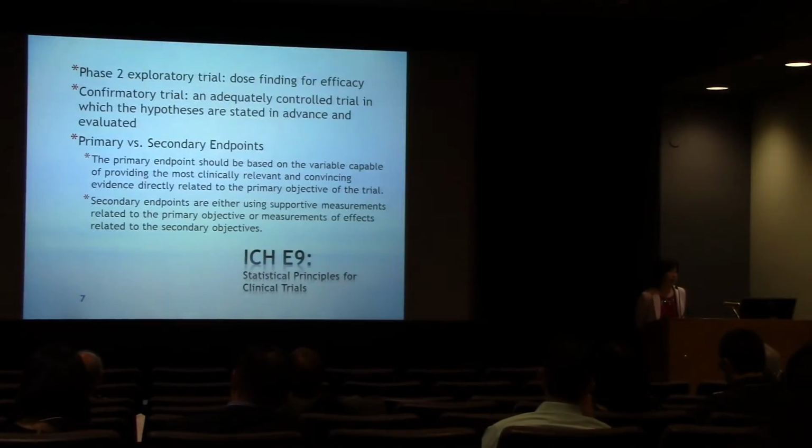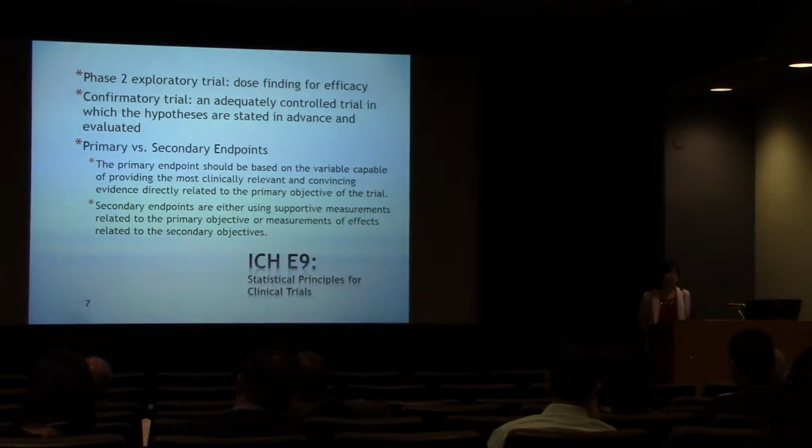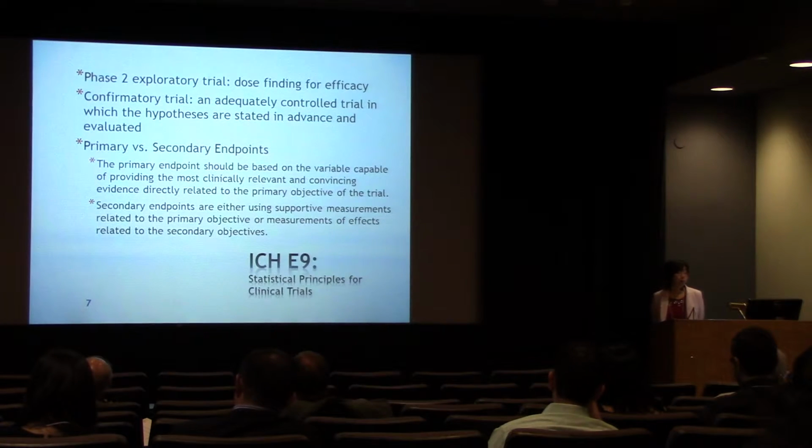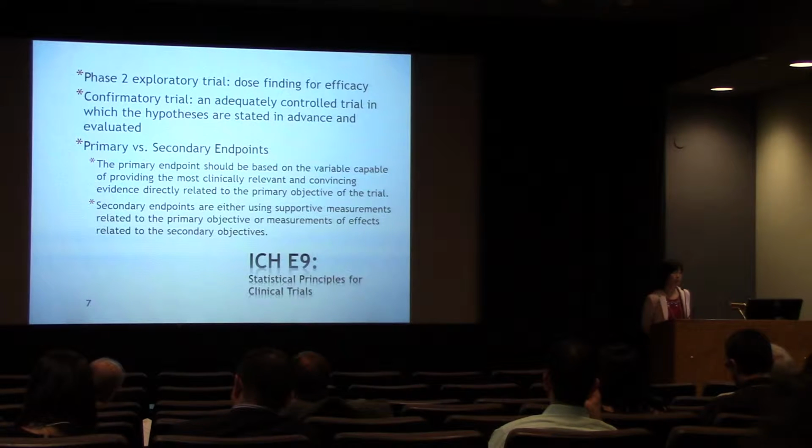And in each trial, there are primary and secondary endpoints. The primary endpoint should be based on the variable capable of providing the most clinically relevant and convincing evidence directly related to the primary objective of the trial. Then secondary endpoints are either supportive measures related to the primary objective or measurements of effects related to the secondary objectives.